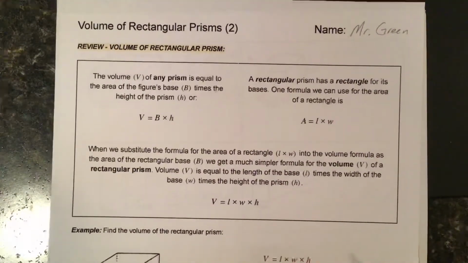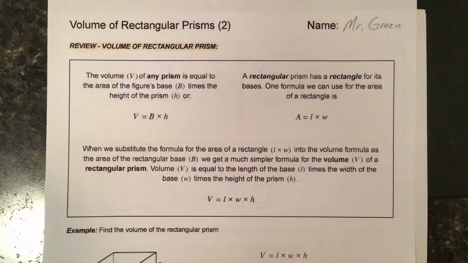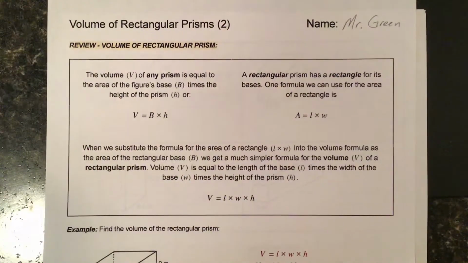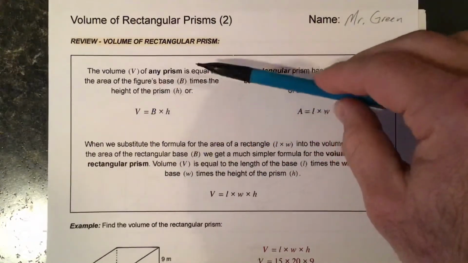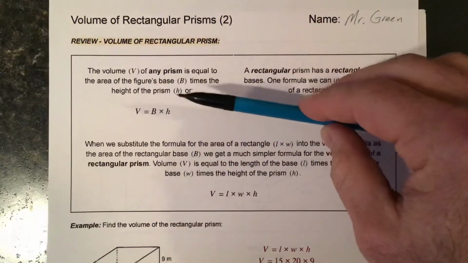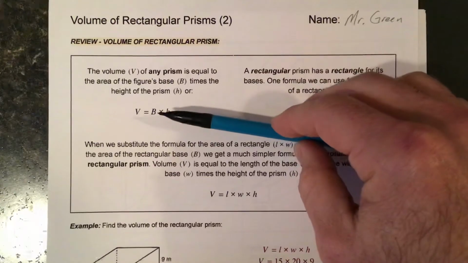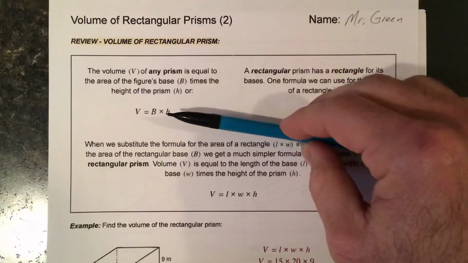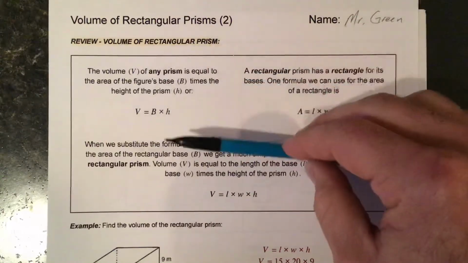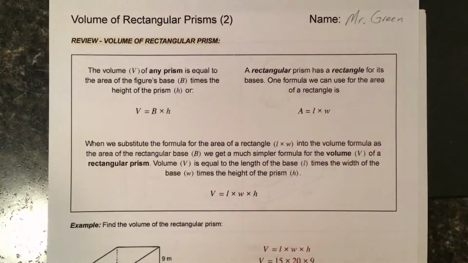Volume of rectangular prisms 2. There was no instructional video on this one to start. I just gave this review at the top. The volume of any prism is going to be the area of that figure's base. So it could be a triangular prism, so it would be the area of the triangular base times the height of the prism, which would be the distance between the two congruent and parallel bases.